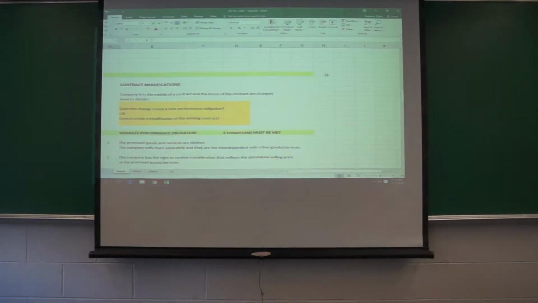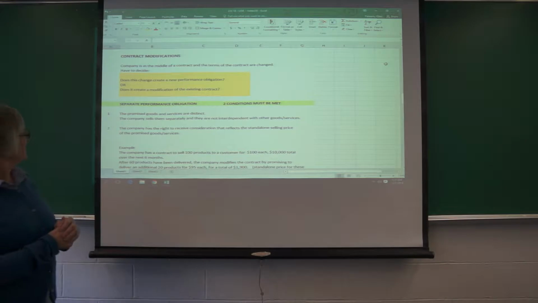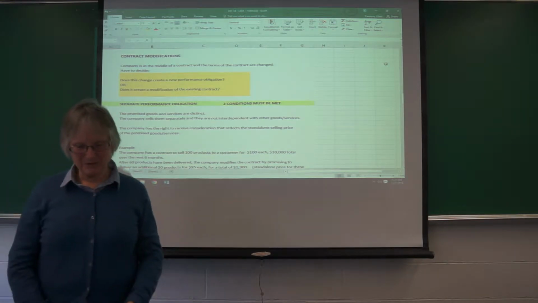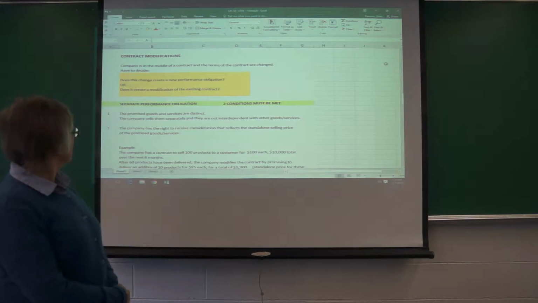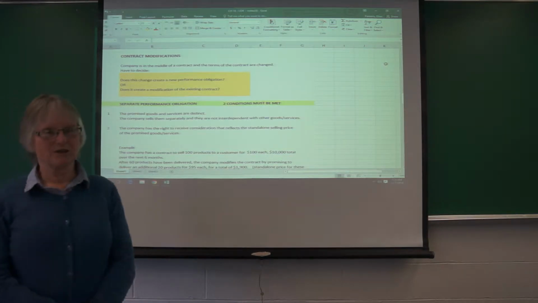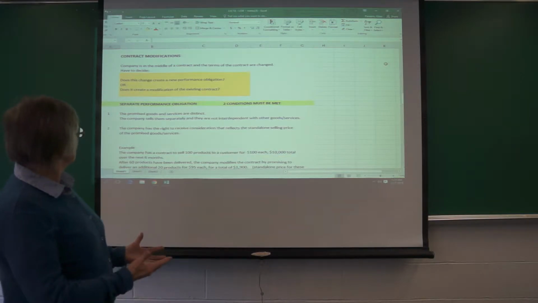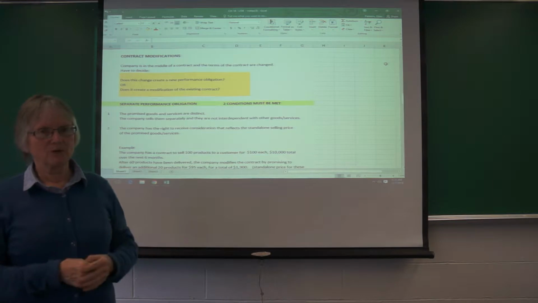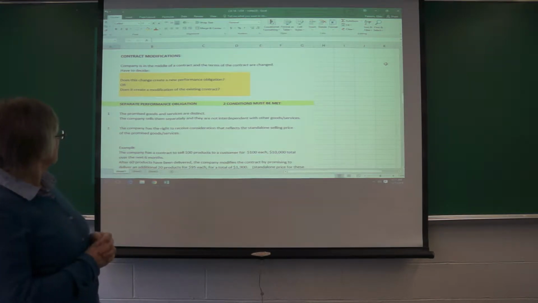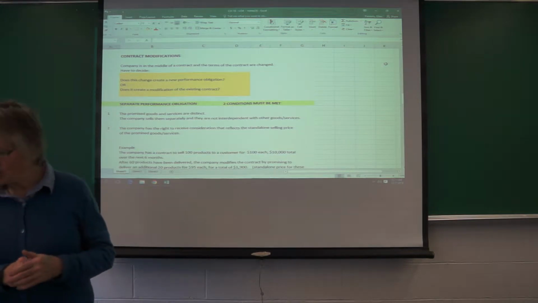Okay, contract modifications. You have to answer the basic question: does this modification create a new contract, or is it just a modification of an existing one? If it creates a new performance obligation, then we're going to account for it one way. If it is a modification of an existing contract, we do something else. So what's the difference?